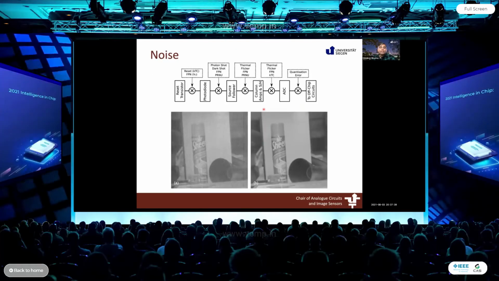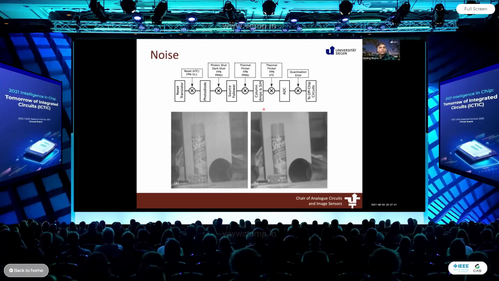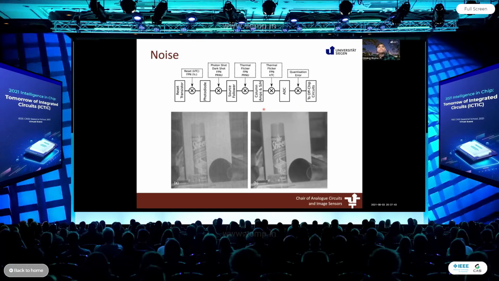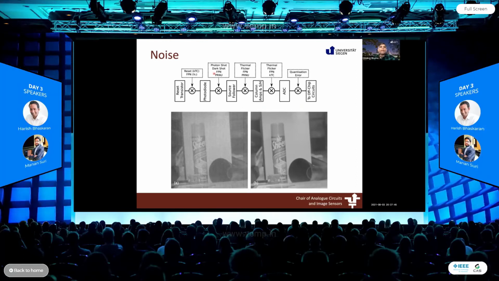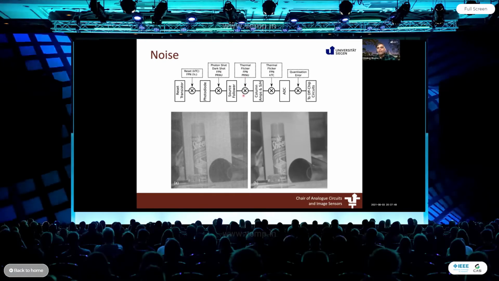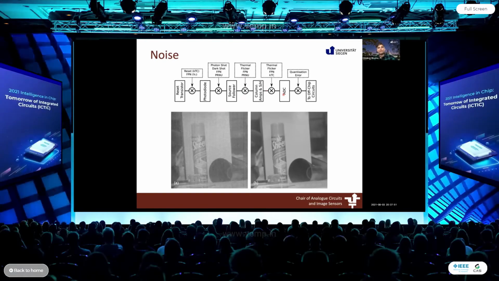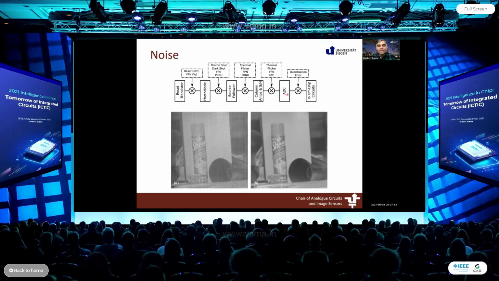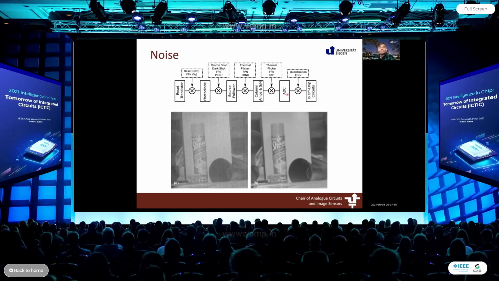Now if we took the whole noise process, even in such a simple system with 3 transistors, I'm adding reset noise, I'm adding photon shot noise, I'm adding flicker and thermal noises at different parts. All the ADCs are giving me noise. So I get a very noisy image.